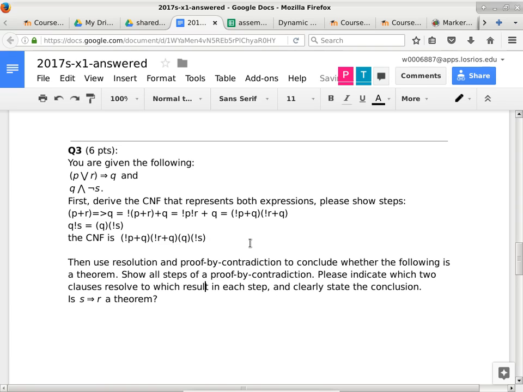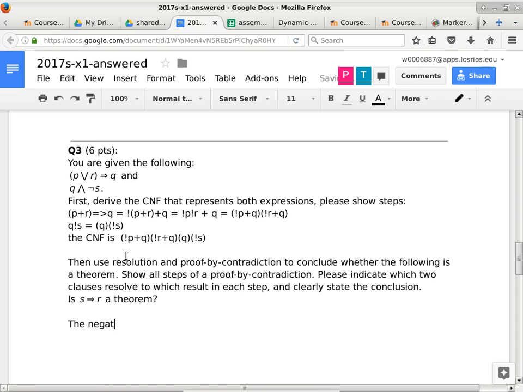Okay, so now that this is the CNF, the next part of the question says, then use resolution and proof by contradiction to conclude whether the following is a theorem or not. So I present the theorem is S implies R. Okay, that's the proposed theorem. Show all steps of a proof by contradiction. Please indicate which two clauses resolve to which result in each step, and clearly state the conclusion. In other words, just don't stop the resolution steps and go, okay, I think Tech knows what I mean. Okay, look at the end result of the resolution and tell me how you interpret that result of the resolution. Okay, so I'm going to do this part here.